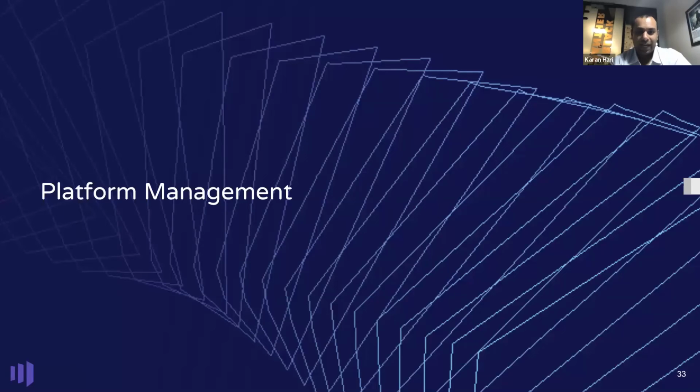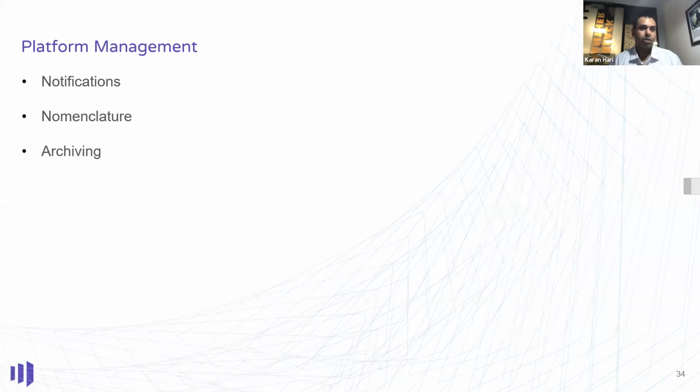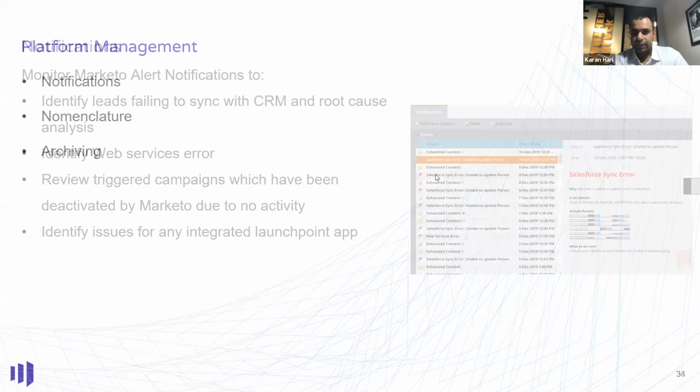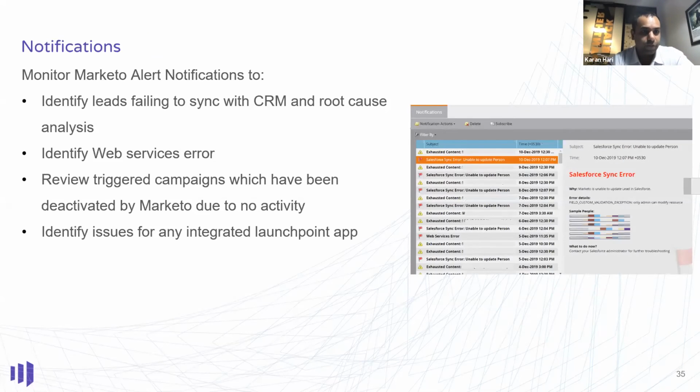So next is platform management. When we talk about things that you should immediately get started with or be excited about right at the beginning of the year for Marketo, these are a couple of points which would really benefit from very close attention: checking key metrics and what to see in notifications, and nomenclature. So, coming to notifications.